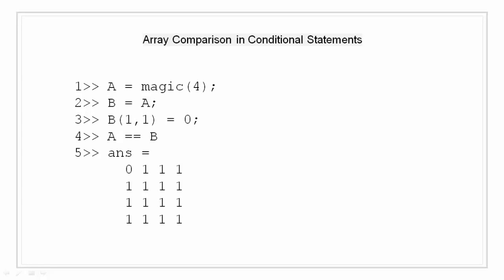For example, we have taken a matrix A as a magic matrix of dimension 4. We are taking another matrix B that is equal to matrix A. Now we are replacing the first element of matrix B with 0. Now we are executing an equality operator, that is A == B. As you can see in the answer, we get all other elements as 1 except the first element, which is 0. So this is how a matrix behaves when it is used with an equality operator.